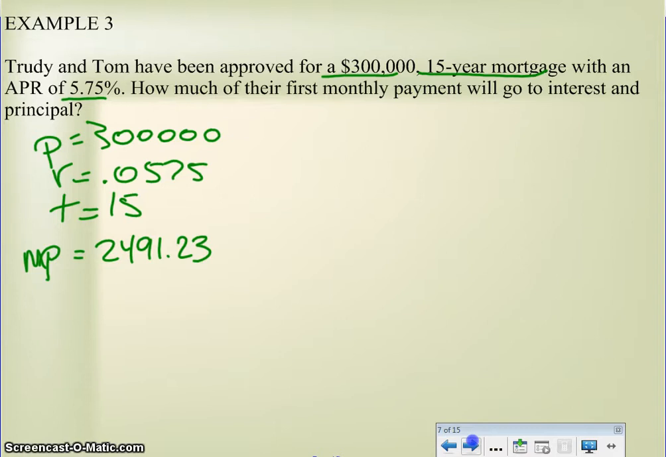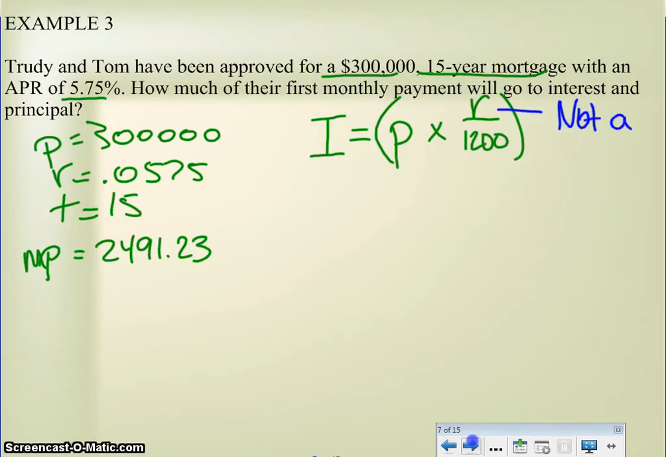So now let's look at this new formula. It is identifying the interest for a given payment. And it's I for interest equals the principal, times the rate divided by 1,200. Now, the key thing that I want you to understand here is that this rate is not as a decimal. We go ahead and keep it in its regular form. And that's new. That's different than what we've been doing throughout the whole class. So I want to point out that that is different.